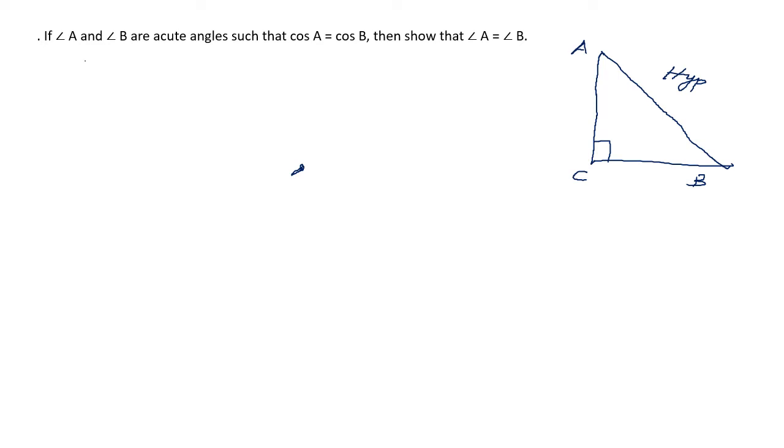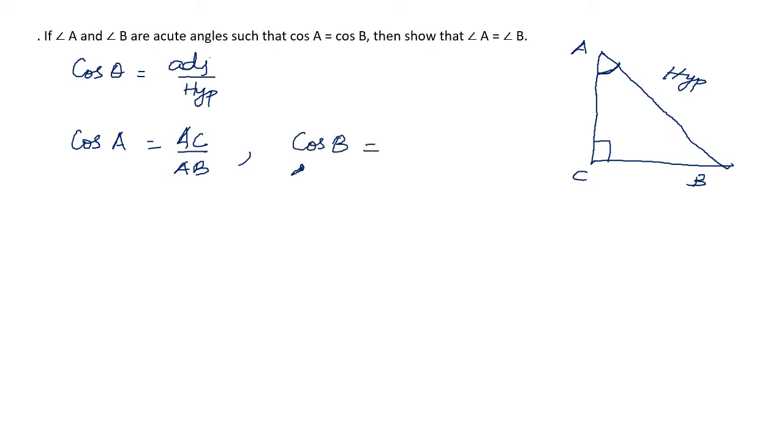Now cos theta, we know that is equal to adjacent by hypotenuse. Right? So what will be cos A? Adjacent side of angle A is AC, by hypotenuse AB. Now what about cos B? Cos B is for the angle B, so the adjacent side is going to be BC by hypotenuse AB.